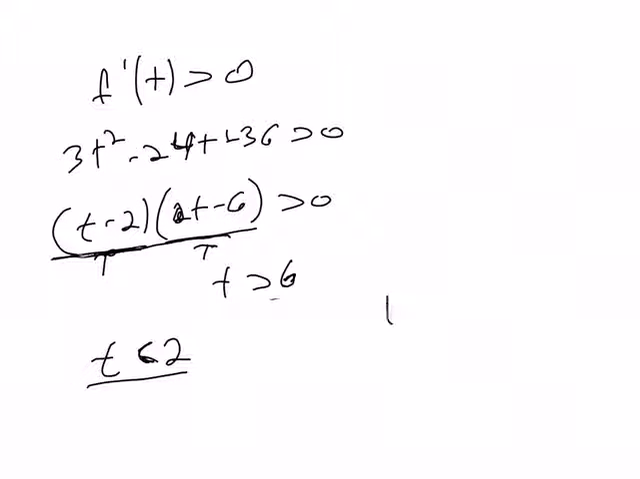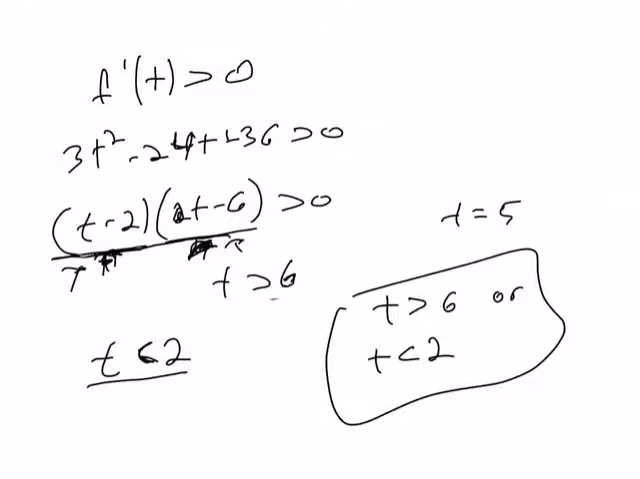So we have that if t is either greater than 6 or t is less than 2, then if t is greater than 6, these are both positive, and we're good. If t is less than 2, then they're both negative, and again, the whole thing is going to be positive. If t is in the middle, so let's say t equals 5, then over here we're going to have a positive number, and over here we're going to have a negative number, so the product is negative. So this is when the velocity is greater than 0.